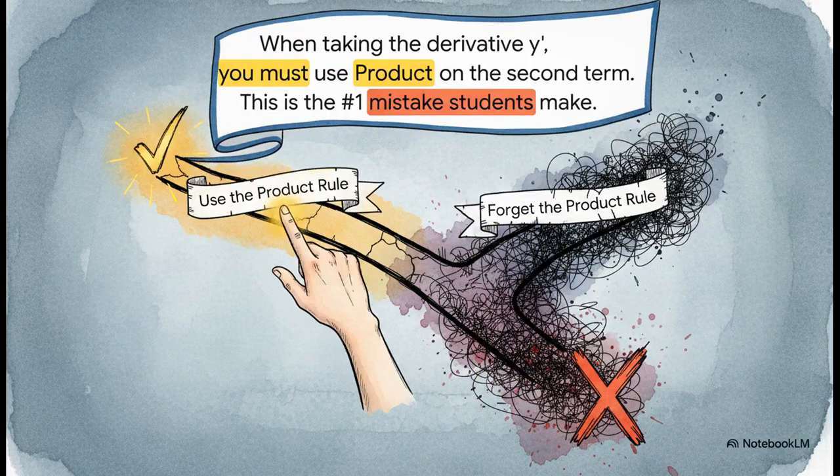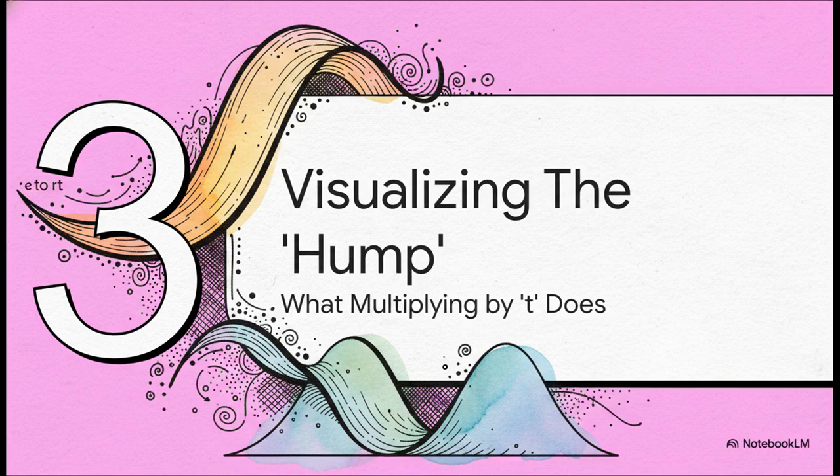Okay, I need you to lean in and listen close, because this is the number one trap students fall into. When you need to find the derivative, which you will for initial value problems, you absolutely, positively have to use the product rule on that second term, the one with the t. Forgetting this is the fastest way to derail your whole problem. Don't do it.